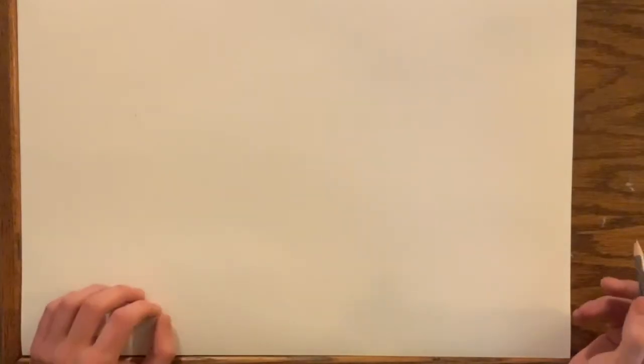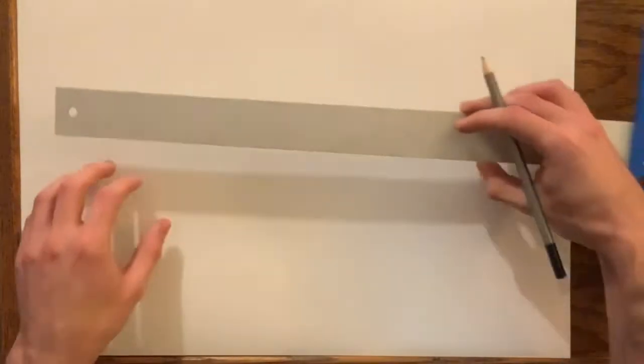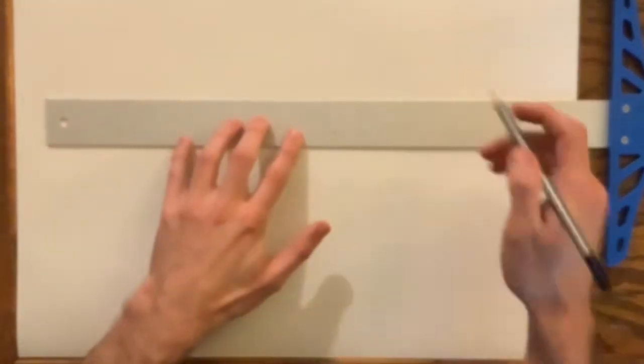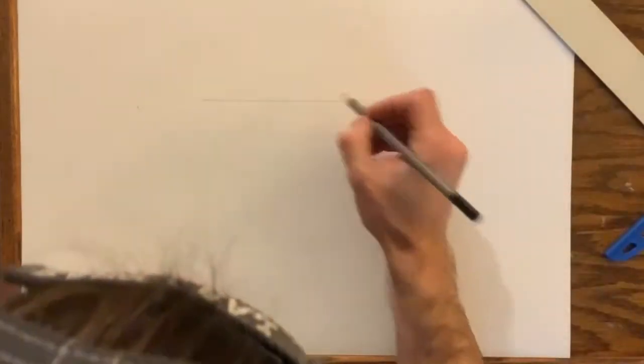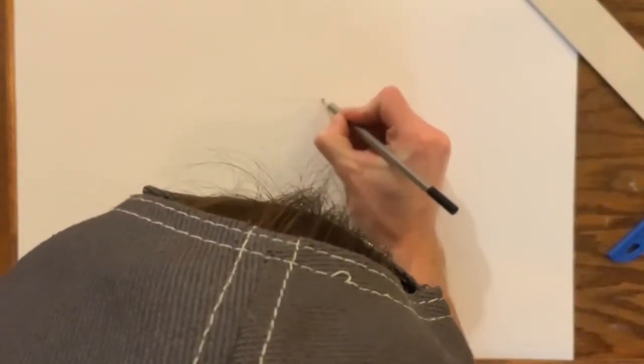Hello everyone. Let's make a one-point perspective drawing of the inside of a room. I'm starting off with a small horizon line, and on that horizon line I'm placing my vanishing point.